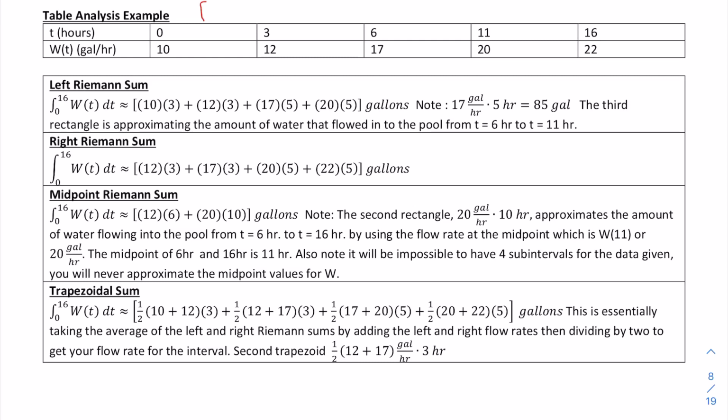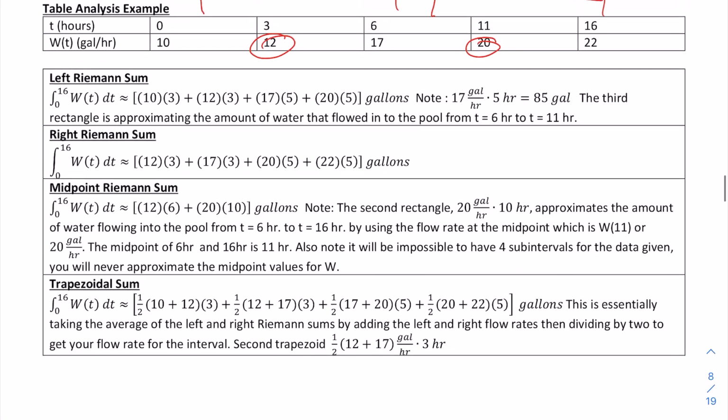And so you have to realize we're going to use a subinterval from 0 to 6, but we use the value at the midpoint. So in this case, you could only have 2 subintervals here in order to do this, right? Now, a trapezoidal sum is really just essentially the left and the right Riemann sum averaged together, because we're taking the average of our left and right.